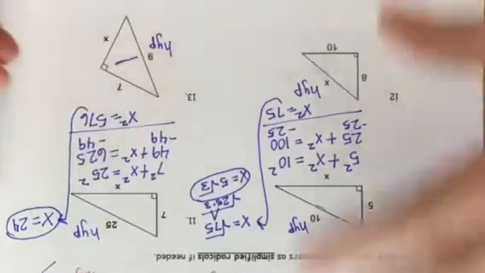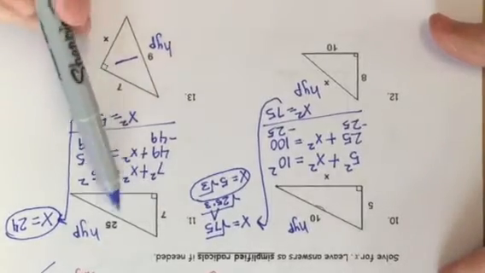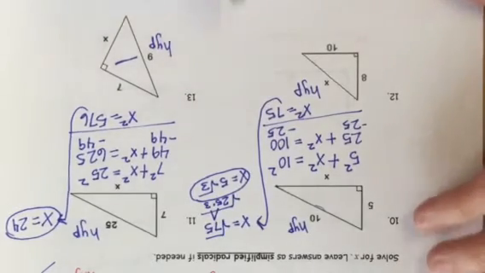So this one must be a Pythagorean triple, right? All three numbers are whole numbers. 7, 24, and 25 fit this relationship. Okay, let's try number 12.